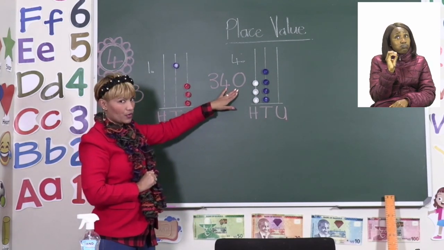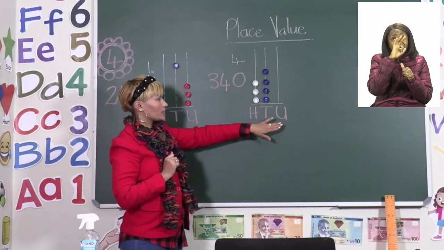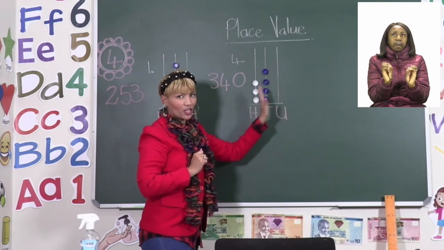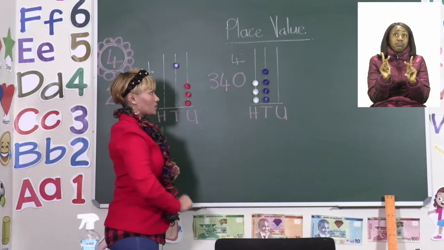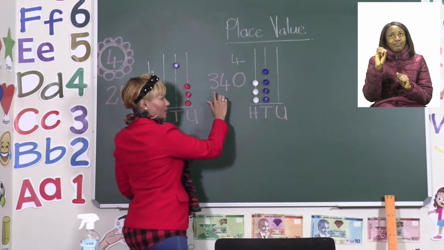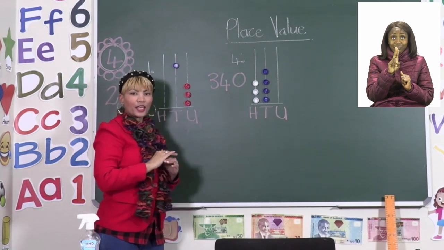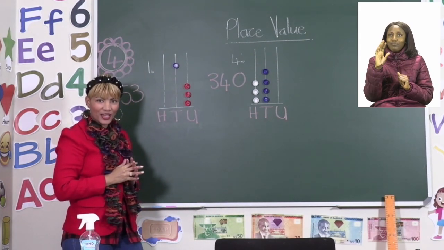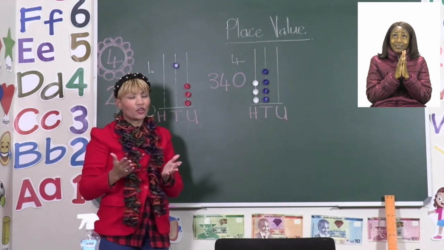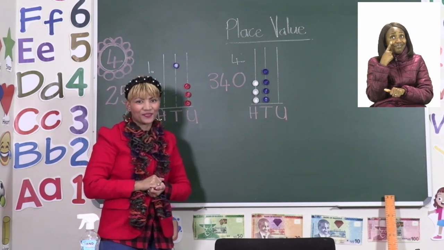0. So remember what we said earlier on? If the placeholder says 0, then we put absolutely nothing on that rod. So now we have 340, 3 hundredths, 4 tens, and 0 units. Okay, now I'm going to leave you to do the rest on your own. I will see you shortly after this break.